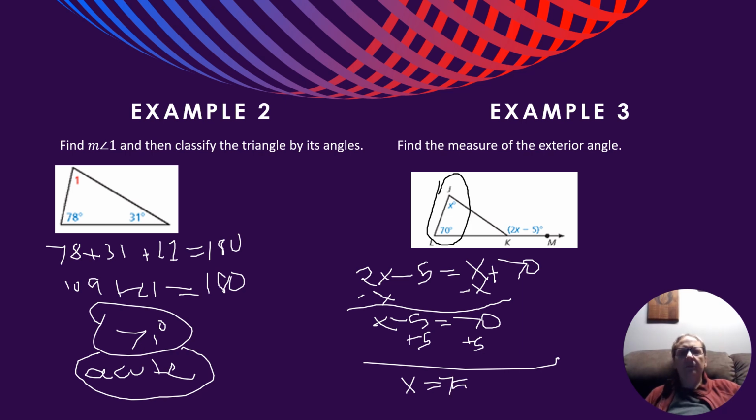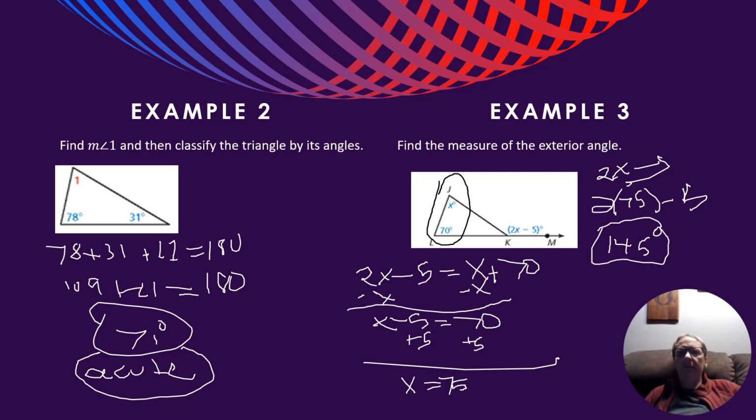It didn't ask me what x was, it asked me what the exterior angle was. So the exterior angle is 2x minus 5. So I'll put 2 times 75 minus 5. Can't draw today. So 2 times 75 minus 5 is 145 degrees, which looks like that. It would be correct. It is an obtuse angle, and so that makes sense.